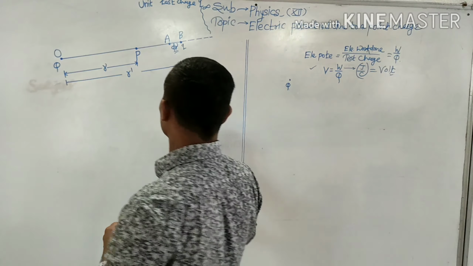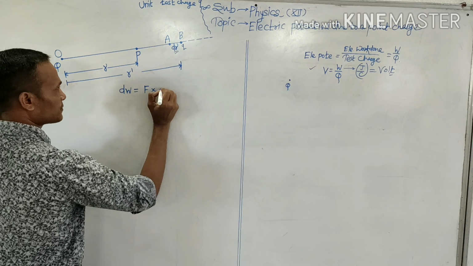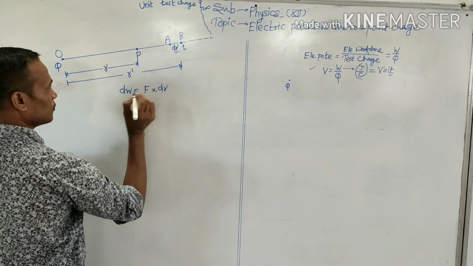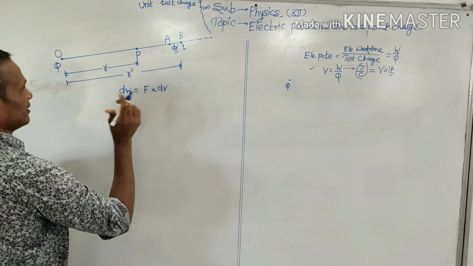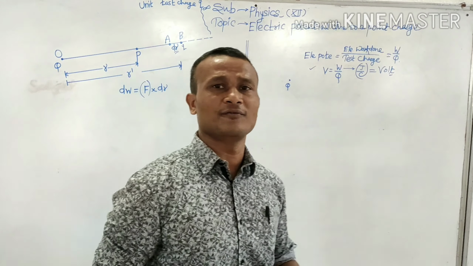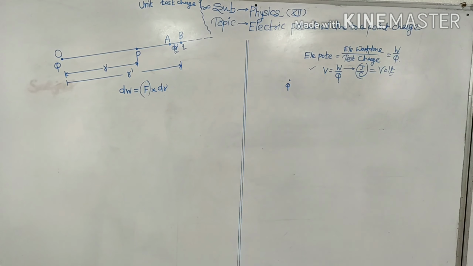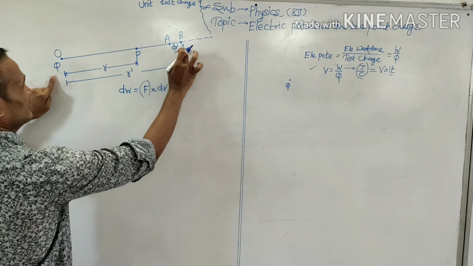The work done is a small work, and that is nothing but force into the displacement which we wish to do. Actually it's a scalar product, so I am writing directly. Now this F we have to find. This is the Coulombic force or electric force between two charges. Can you tell me which are the two charges we are expecting? Yes, this Q and this Q.